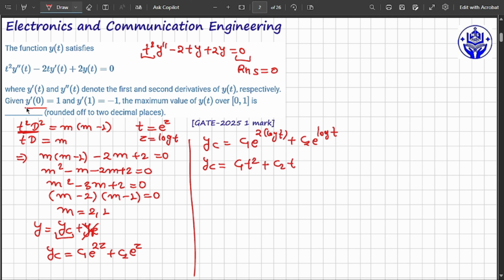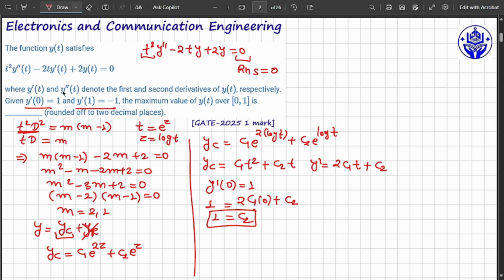Now you have two boundary conditions. One is y dash of 0 equals 1. What is y dash here? Y dash is 2 c1 t plus c2. Now if I put t equals 0, then I get 1. So y dash equals 1 gives 2 c1 times 0 plus c2, so the value of c2 is 1.